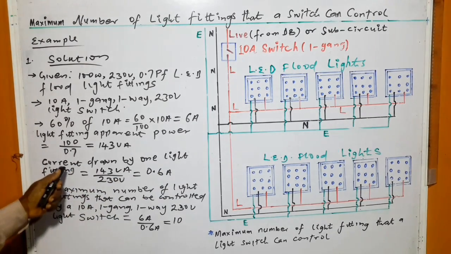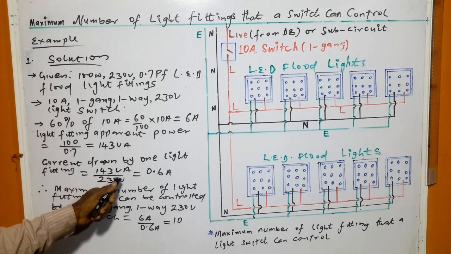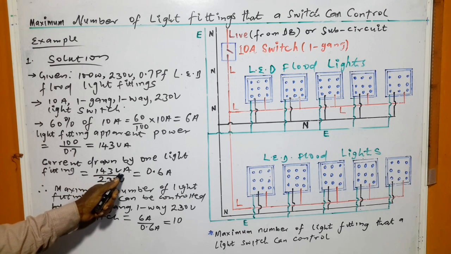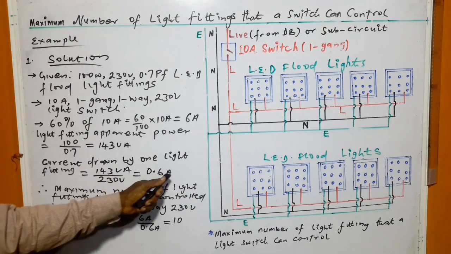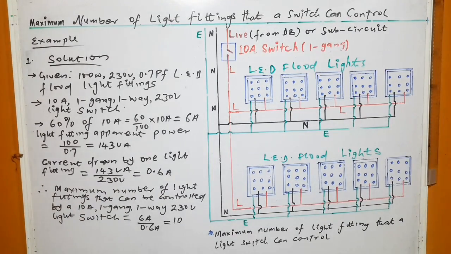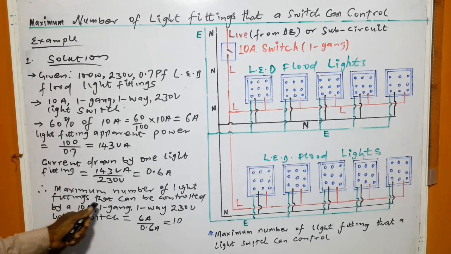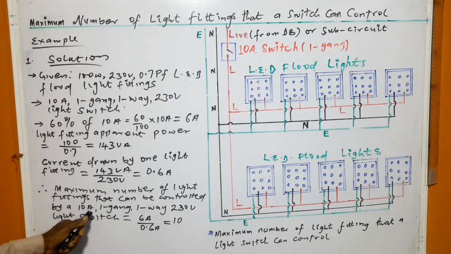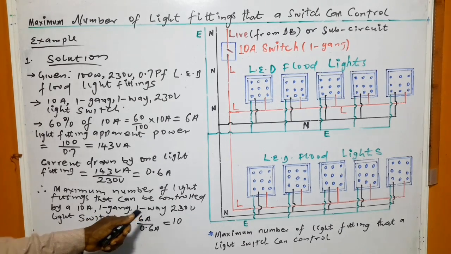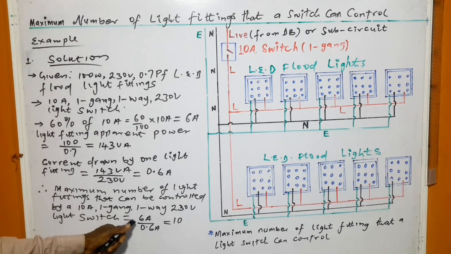So current drawn by one light fitting is equal to 143 VA divided by 230 volt, and that is equal to 0.6 ampere. Therefore, maximum number of light fittings that can be controlled by a 10 amp, 1 gang, 1 way, 230 volt light switch is equal to 6 ampere divided by 0.6 ampere, and that is 10.